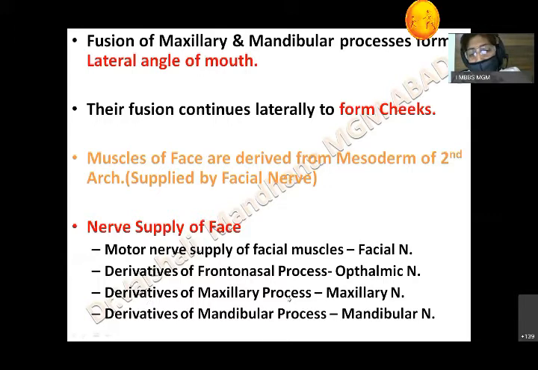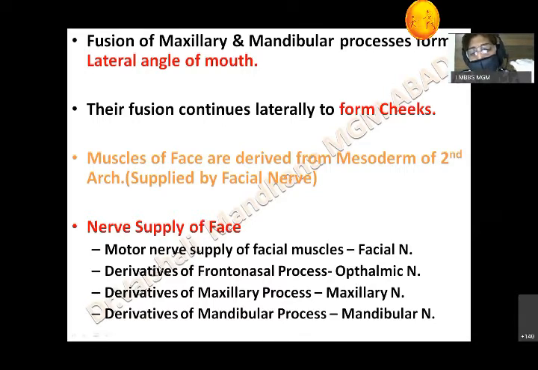Derivatives of the maxillary process, whatever part of the face is derived from the maxillary process, will be supplied by the maxillary nerve. Derivatives of the mandibular process are supplied by the mandibular nerve. So the lower lip and lower jaw are supplied by the mandibular nerve. And the upper jaw and upper lip are supplied by the maxillary nerve, except the upper jaw incisors. But skin is supplied by the maxillary nerve only.